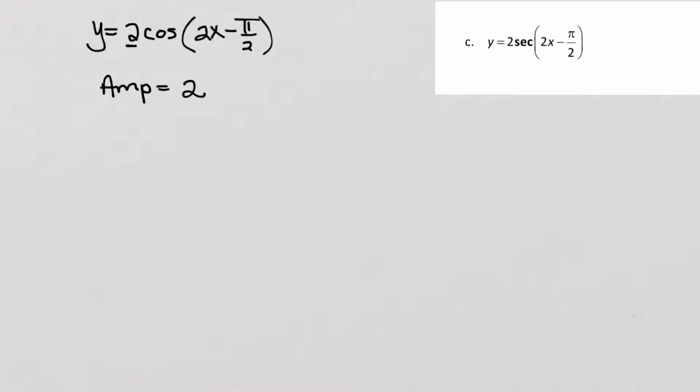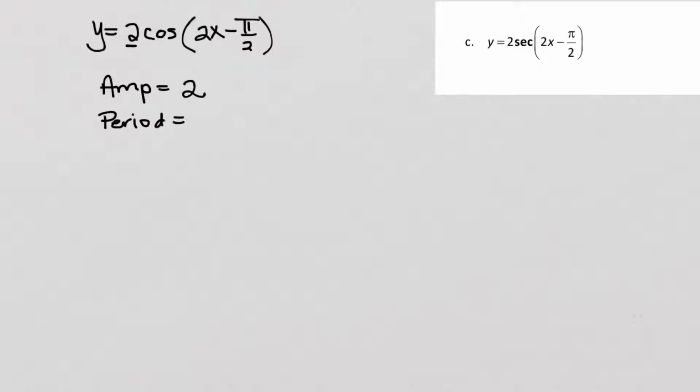To graph this function, I'll start by graphing the function y equals 2 cosine of 2x minus pi over 2. So I'll see what points I have there, and then I can sketch the secant graph. The amplitude of this function is 2, because 2 is the coefficient. And then we can find the period.